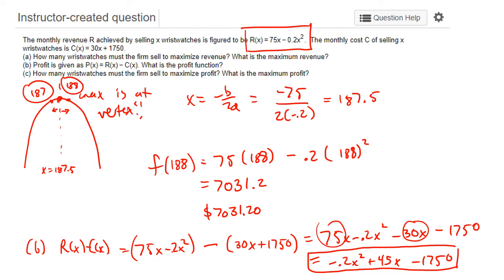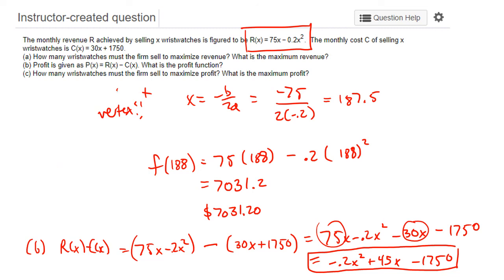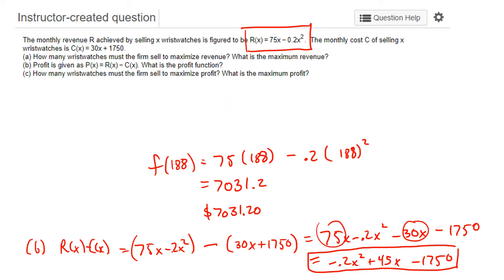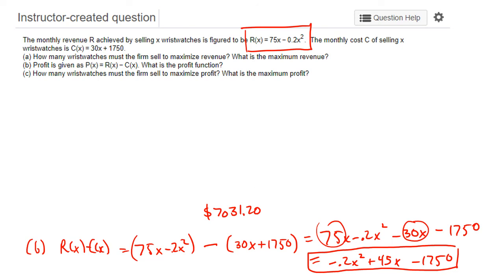Part C, we're asked, go ahead and maximize profit. Generally, in a business, you are interested in maximizing profit, not just revenue. Okay, revenue is how much you're taking in, but profit is how much you actually get to keep. It doesn't really do you much good to take in a whole bunch more money if you're spending a bunch more money to do it. But this profit function, negative 0.2x squared plus 45x minus 1750, is still a downward opening parabola. It has a maximum. It occurs at the vertex.